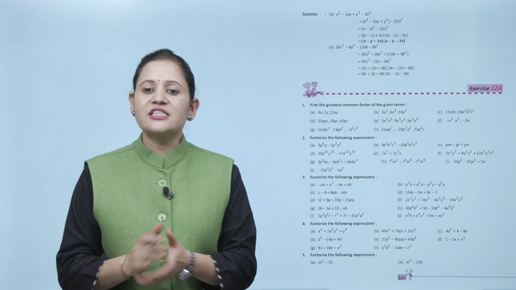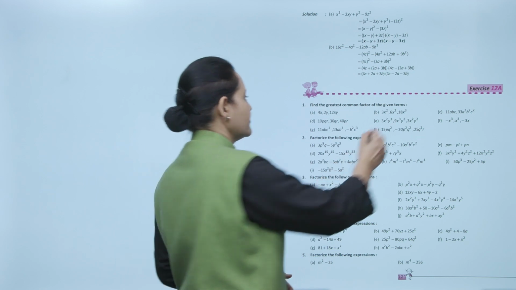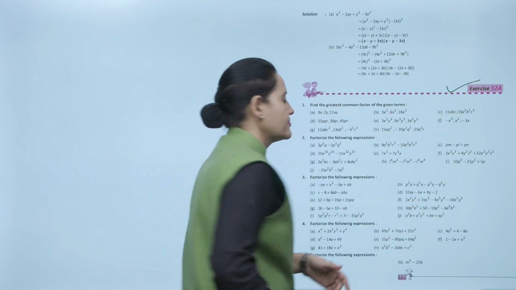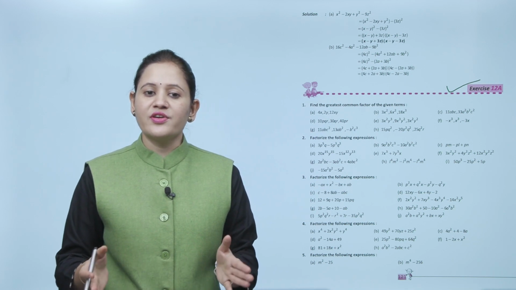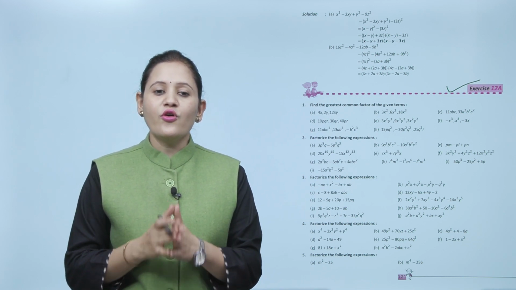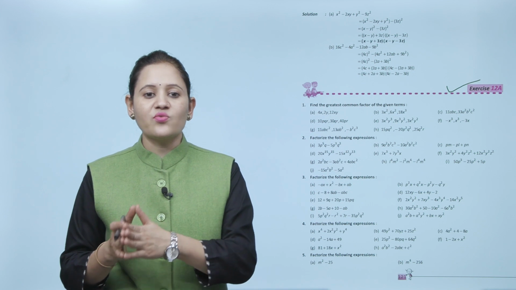Next is exercise 12a. Find the greatest common factor of given terms. Terms are 4x, 2y and 12xy.